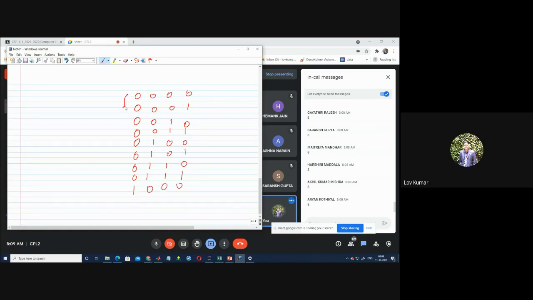Now you can see these are the 9 unique address. This is the address of first cell, second cell, third cell, fourth cell, fifth cell, sixth cell, seventh cell, eighth cell, and ninth cell. Okay, so we are giving the address like that. The first cell address is 0000, second cell address is this one, third cell address is this one, fourth one is this one, fifth one is this one, sixth one is this one, seventh and eighth and ninth. Okay, so these are the address we are generating.